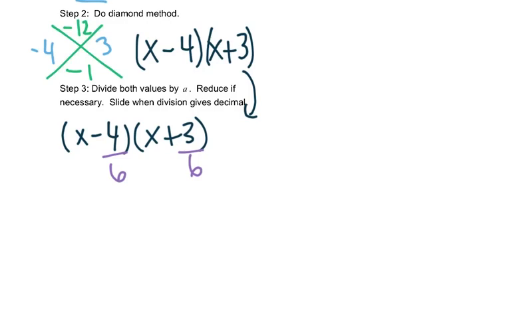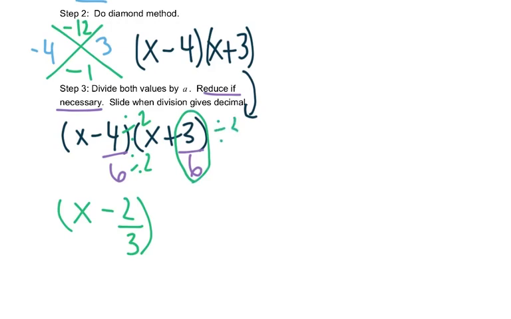Now, this is where reducing if necessary comes in handy, okay? These fractions are not reduced to their simplest form, so we need to do that next. So we're going to reduce by division, okay? So 4 and 6, we can divide both of those by 2. So we're going to go ahead and do that. X minus 2 over 3. And same with 3 over 6. This is not reduced all the way. I'm going to divide both by 3. And we get x plus 1/2.